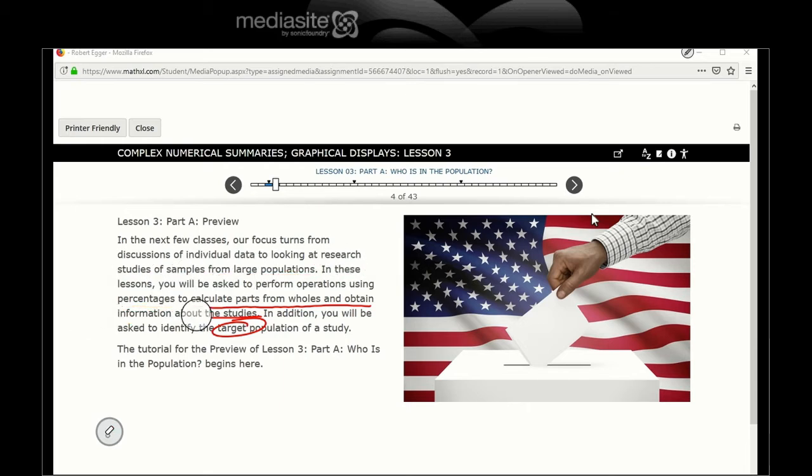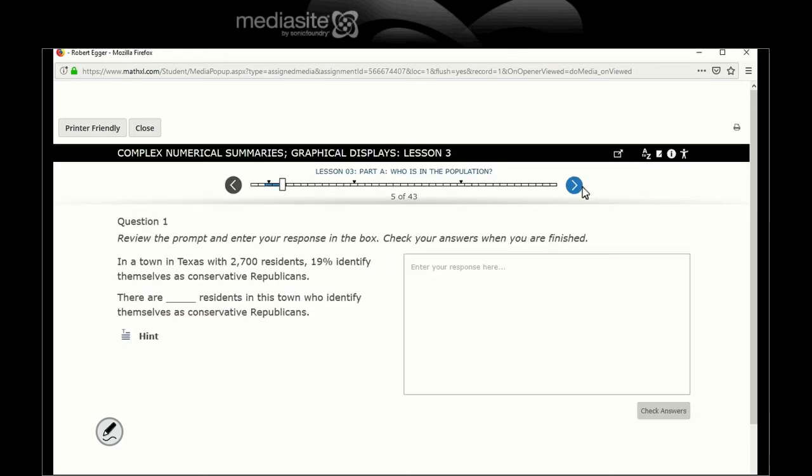I have to clean my board off. So let's see, review the prompt, answer your response. In a town in Texas with 2,700 residents, 19% identified themselves as conservative Republicans. So the question here is, how many of the 2,700 residents, of which 19% of them identify as conservative Republicans?